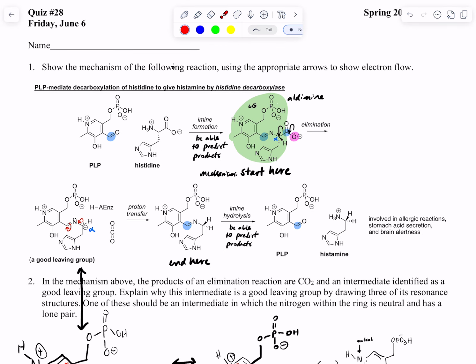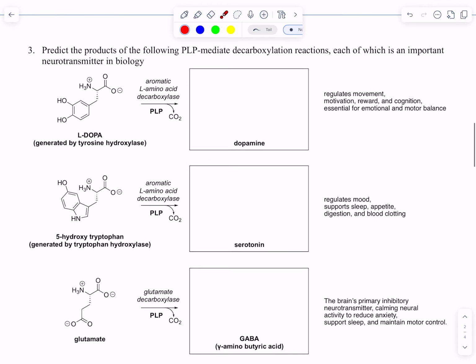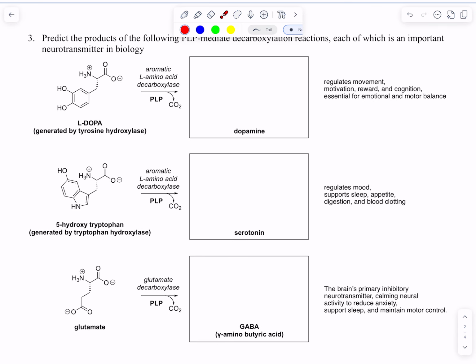There are 3 other neurotransmitters that are made by this pathway that are important too, and they're on the back of your quiz. Here, you're going to predict the products. All of these reactions happen by the same mechanism that's shown in question 1. Question 1 shows you PLP-mediated decarboxylation of histidine. To get histamine, you lose the acid group as CO2, and what's left is the amine portion.